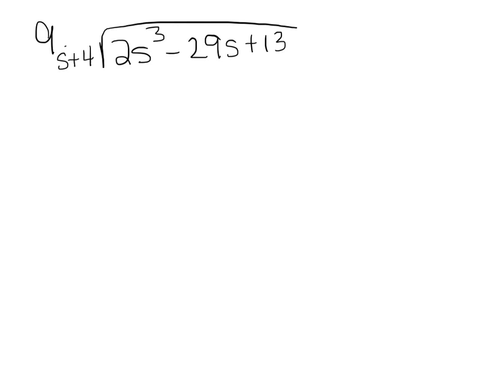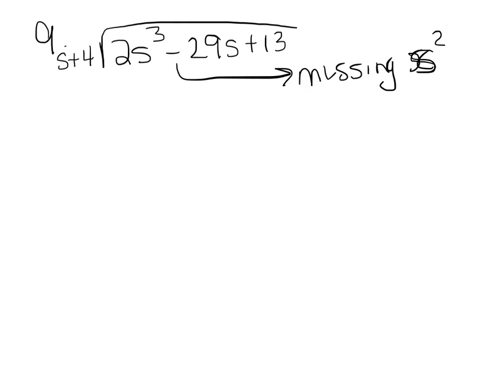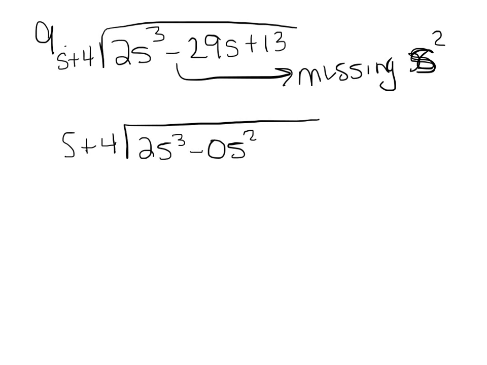Okay, here's number 9. And the first thing I'm going to do, though, is I'm going to notice that I have a missing s squared term. S is our variable. It's much better for me to rewrite this. S plus 4 is being divided into 2s cubed minus 0s squared. This helps me keep my columns straight. Minus 29s plus 13.